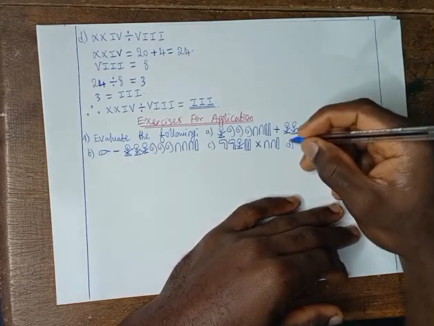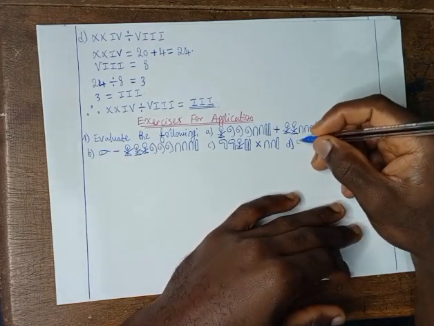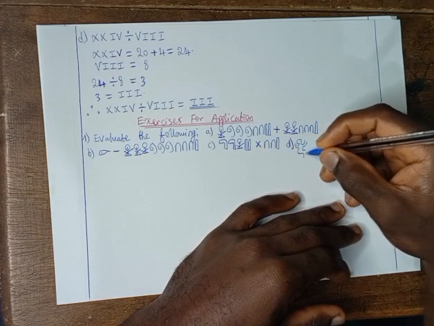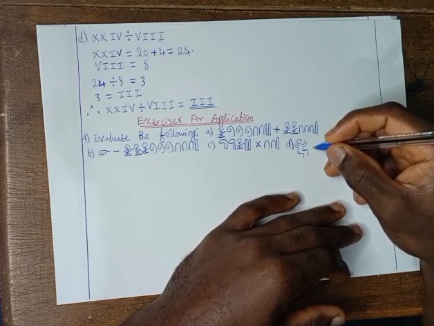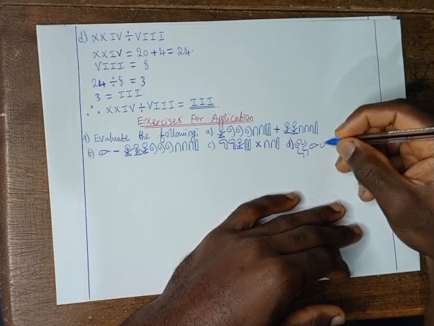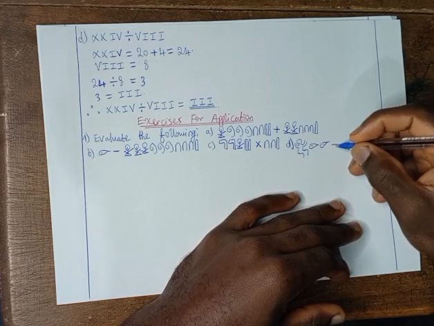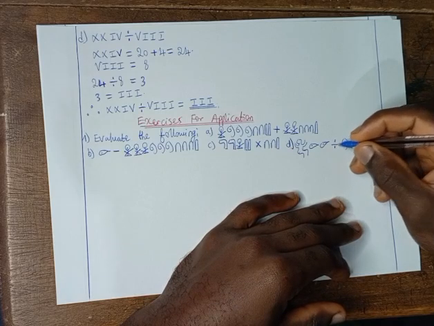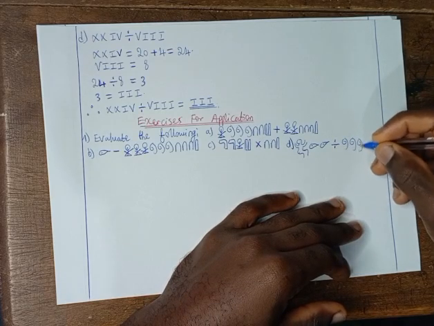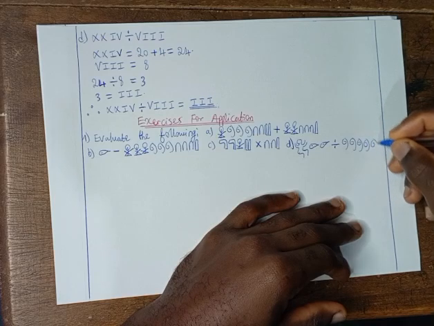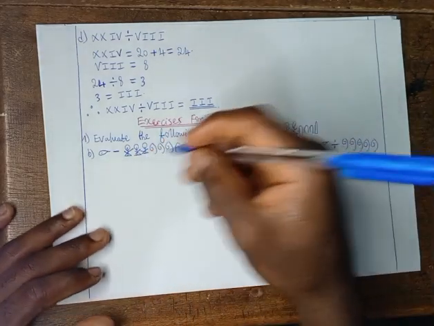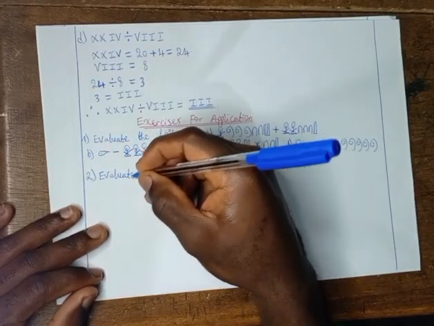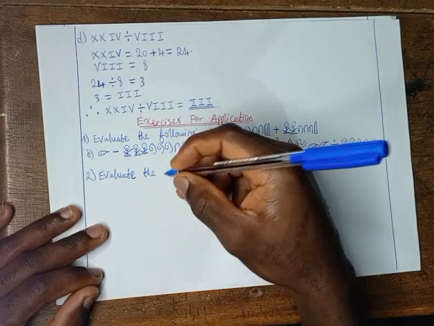For question D, we have an astonished man and two tadpoles divided by the second number which has five spirals. 1, 2, 3, 4, 5. Go now to question 2. Question 2 says evaluate the following.